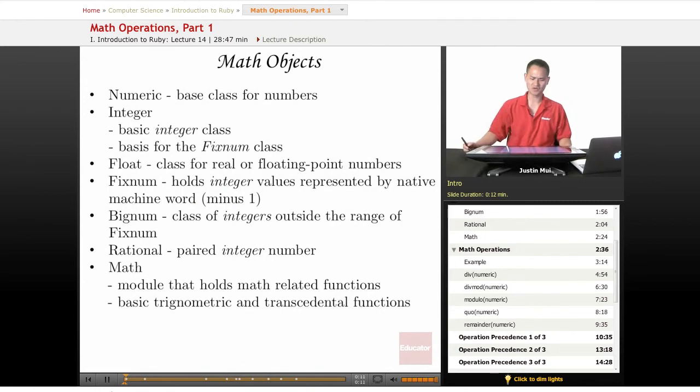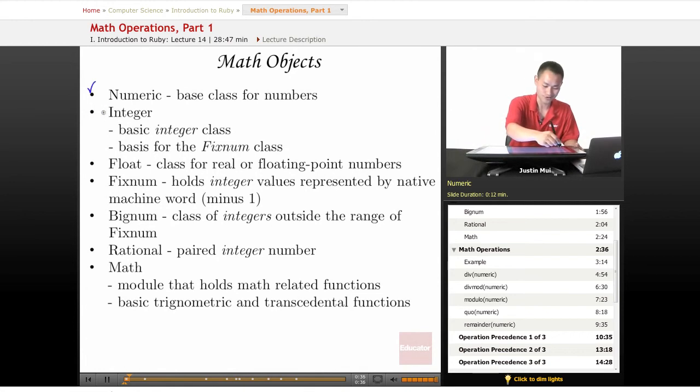First, let's go over a review of some of the math objects. First, the numeric class and some of the math modules we'll be reviewing. First, you have your numeric class. This is the base class for all your numbers. There are quite a bit of numbers.